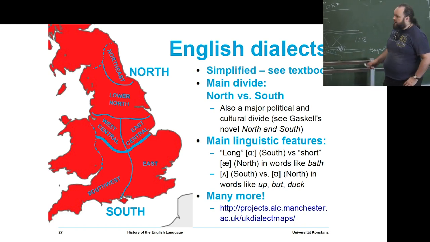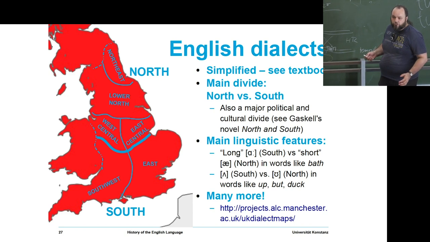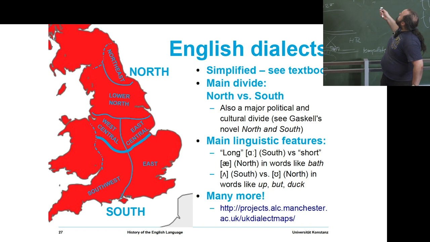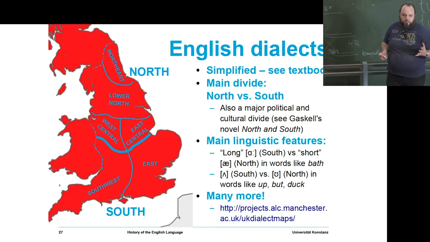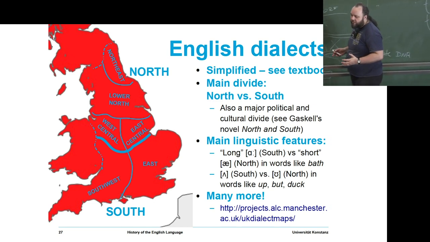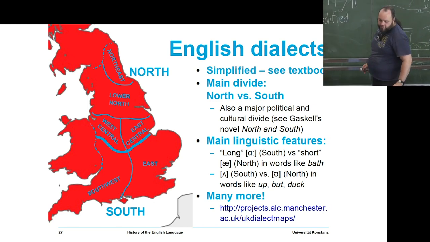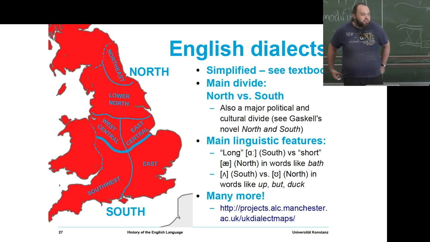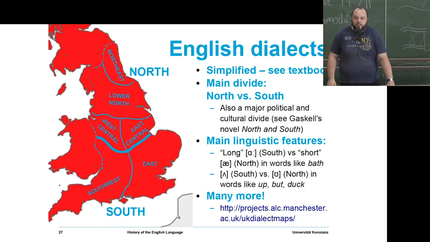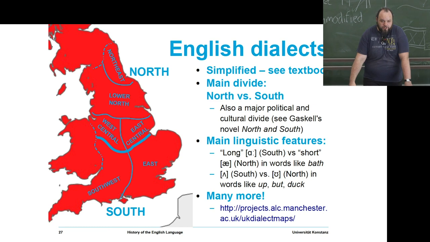And it's also worth pointing out that this is a major political and cultural divide as well as a linguistic one. So Elizabeth Gaskell, in the 19th century, wrote a novel, North and South, which is partly about these tensions, about this division between northerners and southerners. And in present-day England, the north-south divide is important politically in that, for instance, on the whole, northern voters are quite a lot more likely to vote for the Labour Party rather than the Conservative Party, though again, it depends on the precise location.